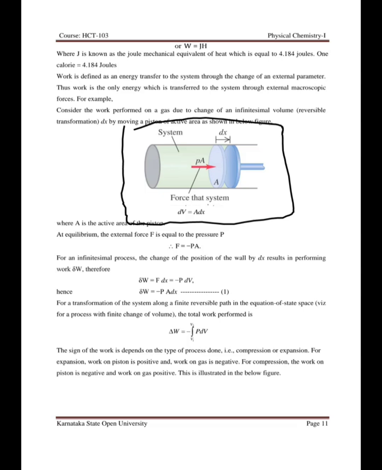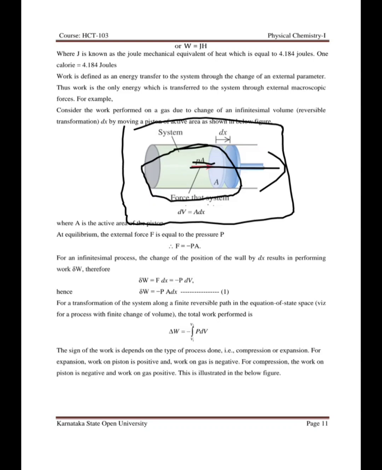So work can be studied by the transfer of energy from a system through the change in the external parameters. When the work takes place, the piston moves outside, and the energy and extensive parameters can be studied here. Coming to the active area, A is denoted as the active area, F is the force, and P is the pressure.